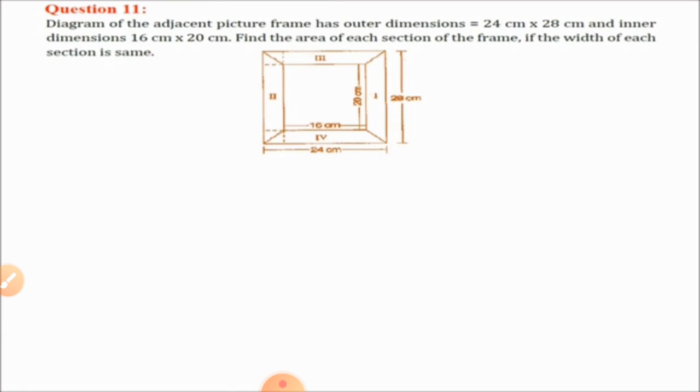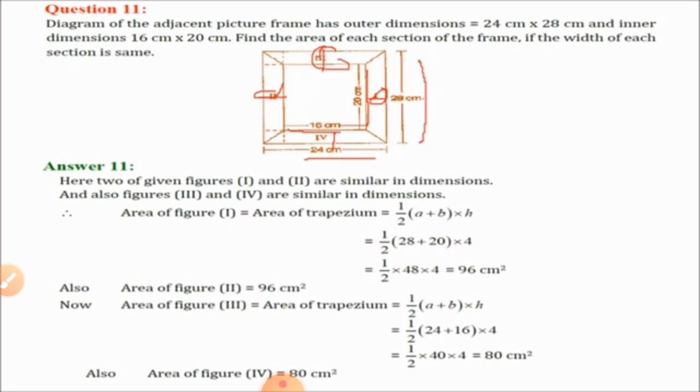Look at the last question, 11.1. The diagram of the adjacent figure is a frame. Its outer dimensions are 24 cm by 28 cm, and inner dimensions are 16 cm by 20 cm. Find the area of each section of the frame if the width of each section is the same. Have you seen a photo frame? Yes, my dear student, the frame is there.